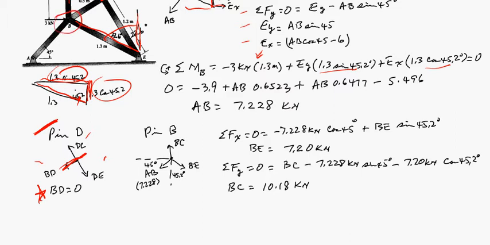If you draw the free body for pin B, we already know the value for AB. Here's BC coming off vertical, and here's BE coming off at that 45.2 degrees. Then you sum the forces in the X on that pin and solve it, and sum the forces in the Y.